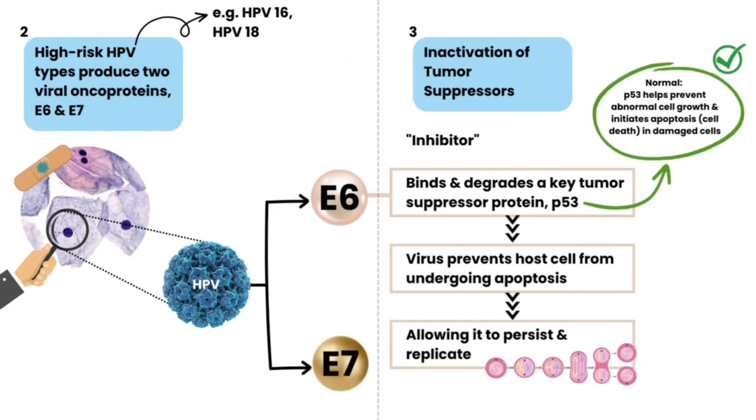First, oncoprotein E6 binds and promotes the degradation of the tumor suppressor protein P53. Normally, P53 helps prevent abnormal cell growth and initiates apoptosis, which is cell death. However, inactivation of P53 inhibits its normal functions in cell cycle control and apoptosis. This interference with P53 can impact keratinocyte differentiation, as P53 is involved in regulating genes responsible for proper cell maturation. As the virus prevents the host cell from undergoing apoptosis, it allows the cell to persist and replicate.